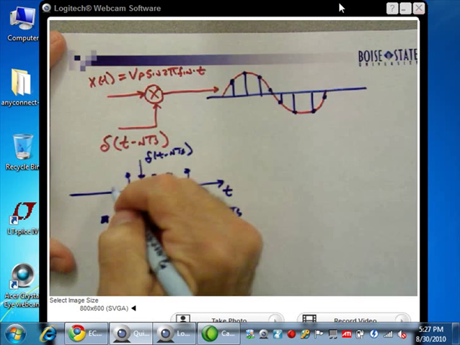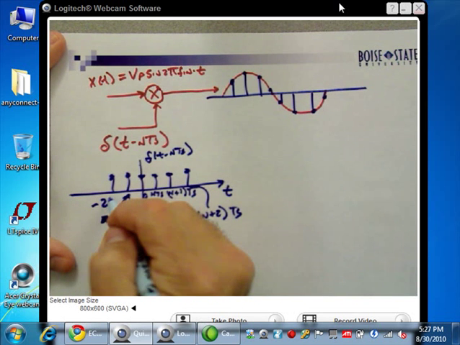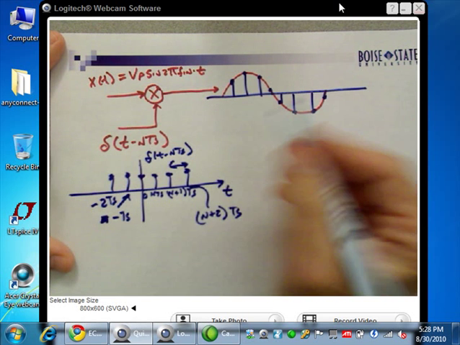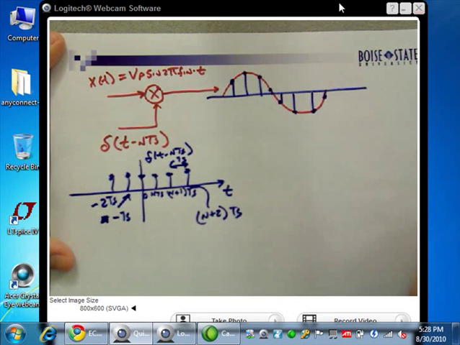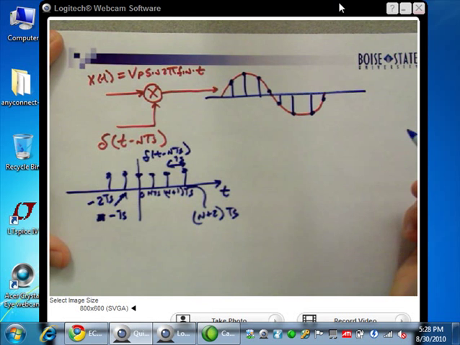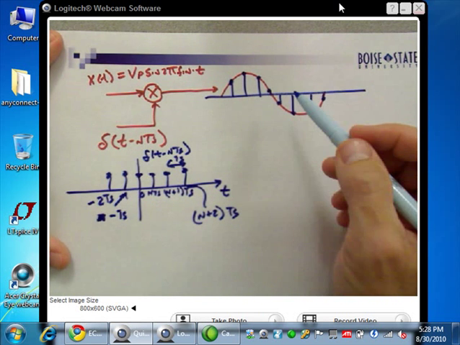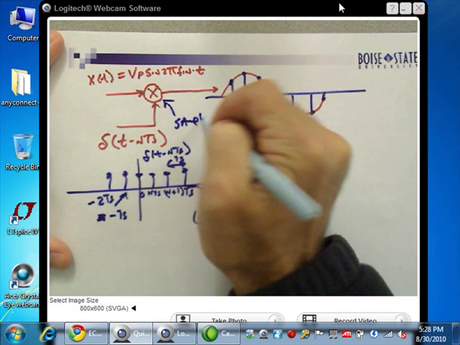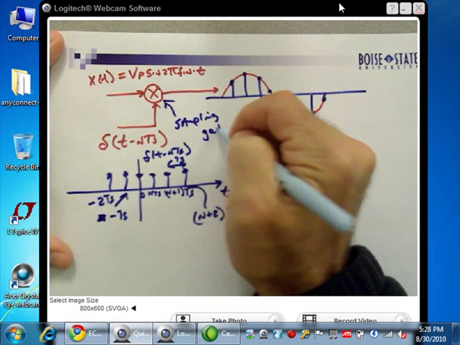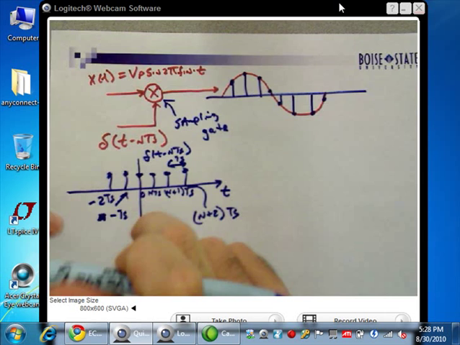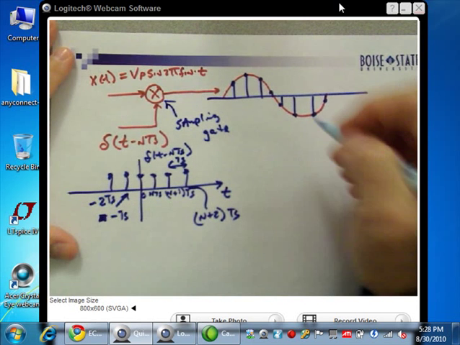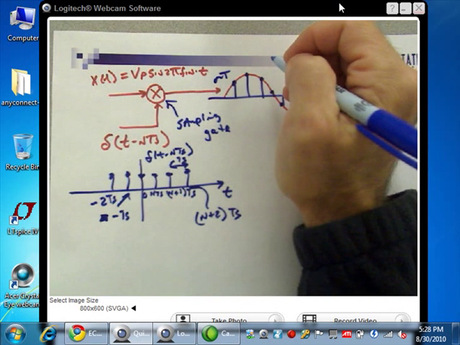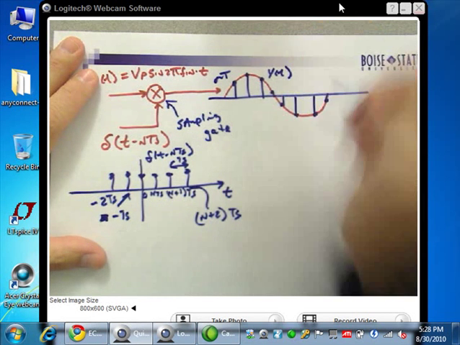And what's this one? They're spaced apart by what? Ts. Boring, I know. Okay, so if I want to write the output of the sampler, so this is a sampling gate, if I want to write this output, what is it? What did I call it here? y of t.